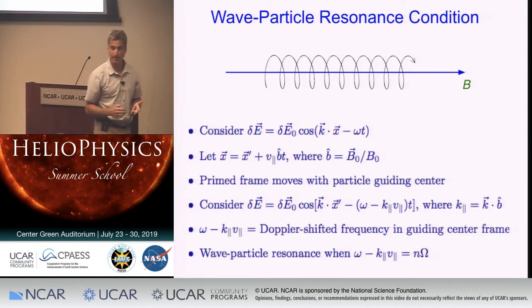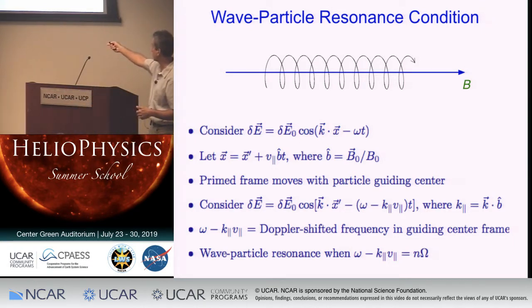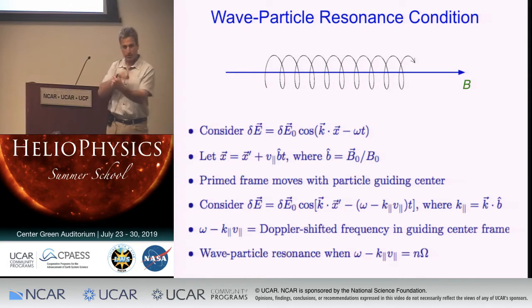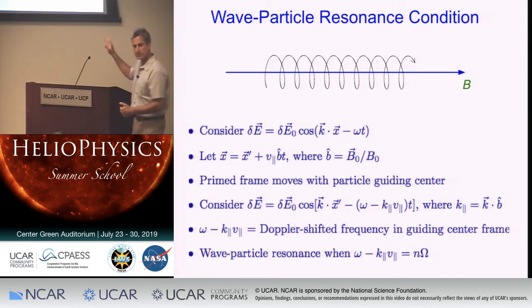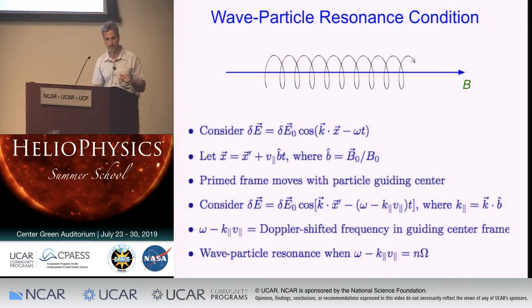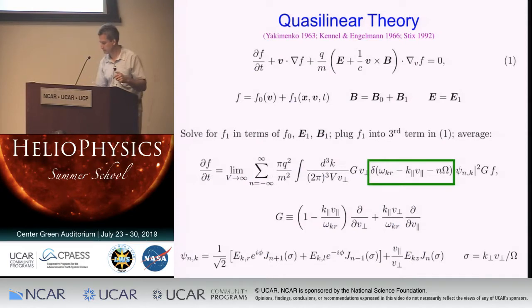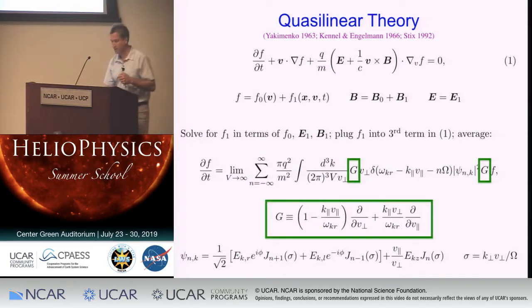It's called a resonance. And it happens not when the lab frame frequency, omega, is an integer multiple of the cyclotron frequency. It's when the Doppler shifted frequency is an integer multiple, because the Doppler shifted frequency is the one that applies when you're in the reference frame where the particle is simply moving in a circle perpendicular to the background field. So this resonance condition restricts your interactions to a subset of waves that happen to have a very strong interaction with the particles. All right, let's look now at another term in the quasi-linear equations.